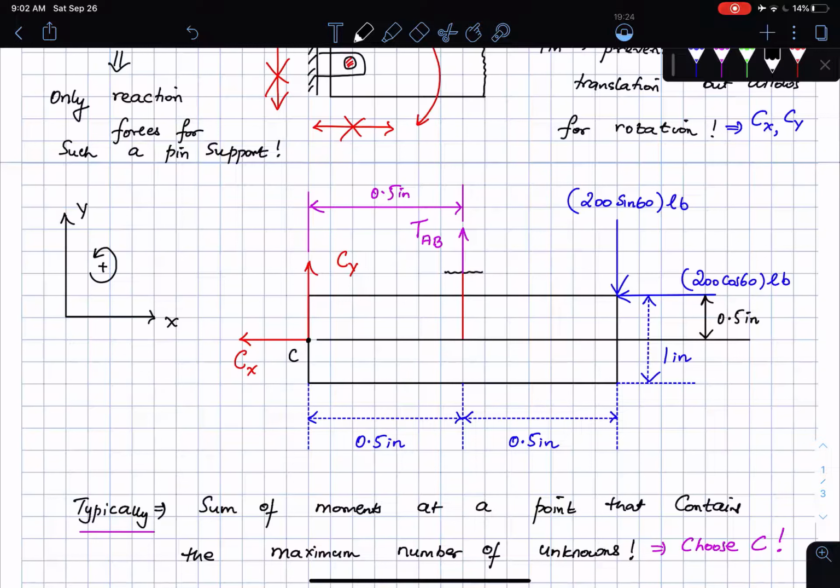Last one, 200 sine 60. What is the perpendicular distance? It's fairly straightforward to see that that distance is going to be 1 inch, 0.5 plus 0.5, right?